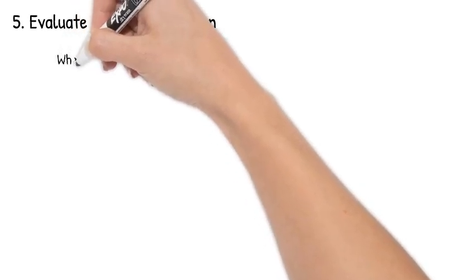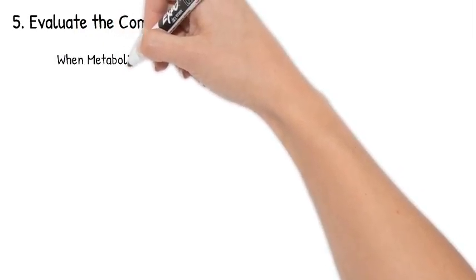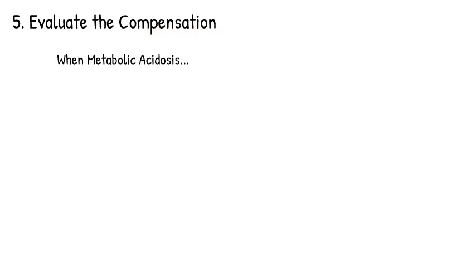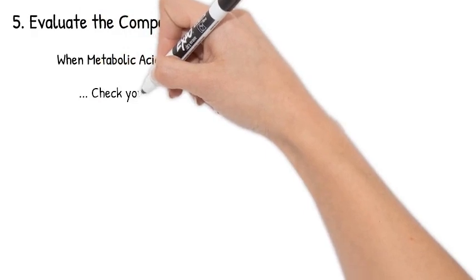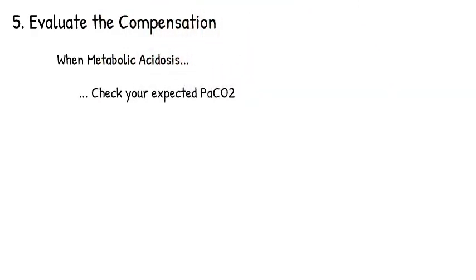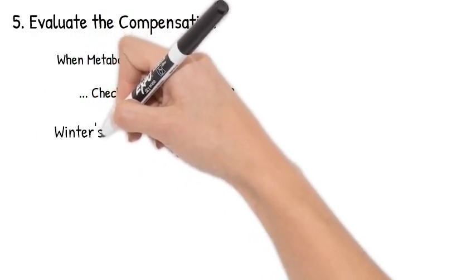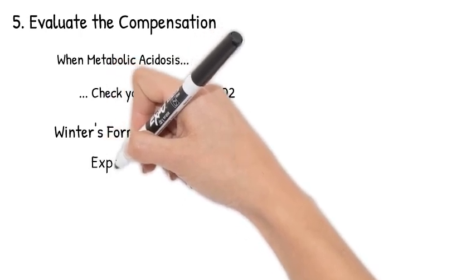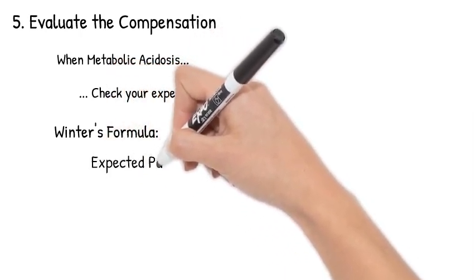Well, now the last thing that remains to be done is to evaluate for compensation. So when you have a metabolic acidosis, you're going to compensate with a respiratory alkalosis. So let's work out your expected PaCO2 for the particular bicarb. And we do this with a formula called Winter's formula. And Winter's formula states that the expected CO2 is equal to 1.5 times the bicarb plus 8. And there's a range of plus or minus 2 on that.